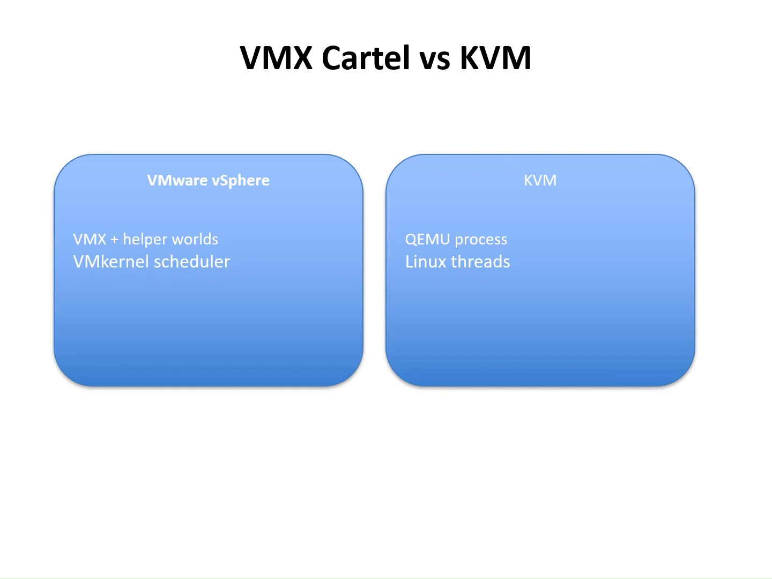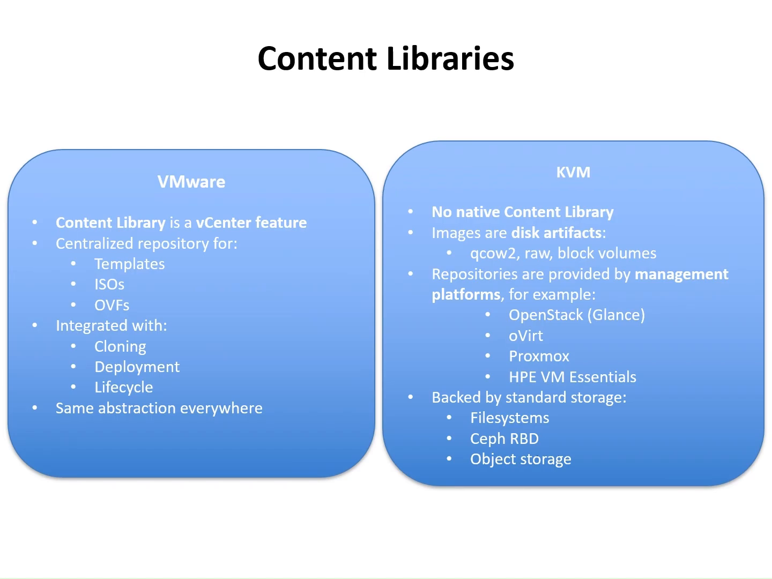In VMware, content libraries are a vCenter feature. They give you a single standardized way to manage templates and images across the entire platform. In the KVM world, there is no equivalent built into the hypervisor. A VM image is just a disk, a file, or a block device. Image catalogs and repositories exist only when a management platform implements them, such as OpenStack, oVirt, Proxmox, or HPE VM Essentials. So the functionality exists, but it lives at a different layer. VMware standardizes in the platform. KVM leaves it to the products built on top.